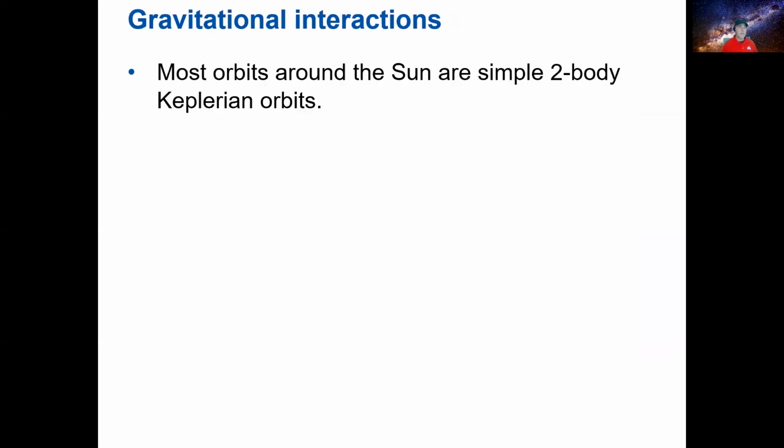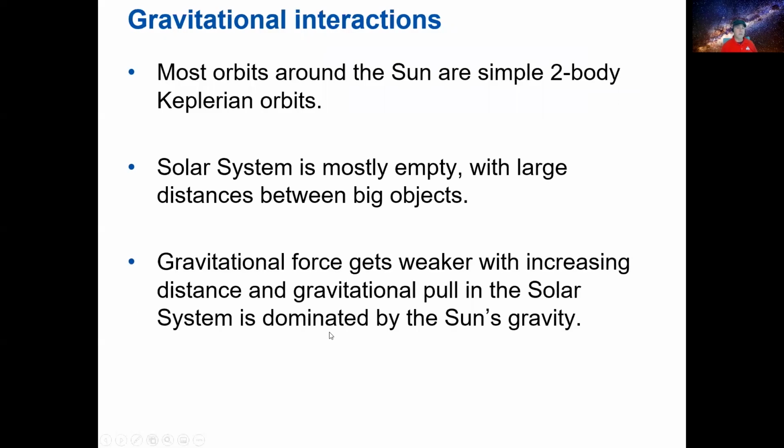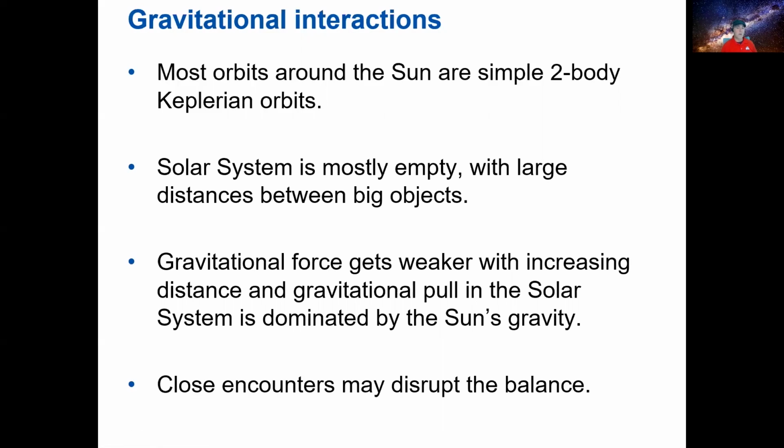To a first approximation, the orbits of most objects around the Sun are simple two-body Keplerian orbits. The solar system today is mostly empty, with large distances between big objects. Since the gravitational force gets weaker at the inverse square of the distance between objects, the gravitational pull from most solar system bodies is typically small compared to the Sun's gravity. Close encounters might disrupt the balance and create strong temporary gravitational pull.